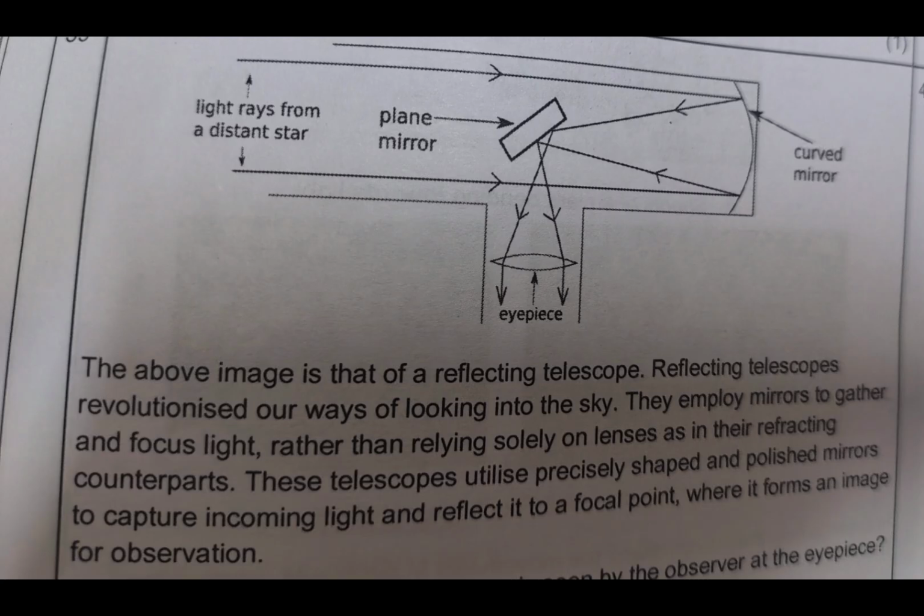Okay, let us move on to the next question. This is a case based question for 4 marks. Let us understand the information first. They have given information about a refracting telescope, and they have also given a diagram.